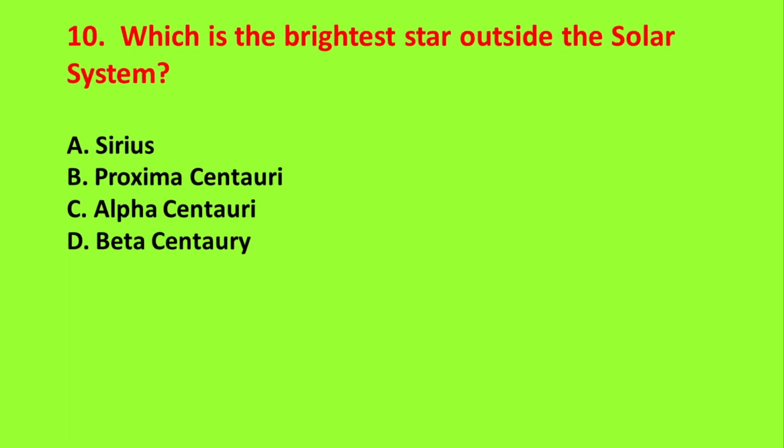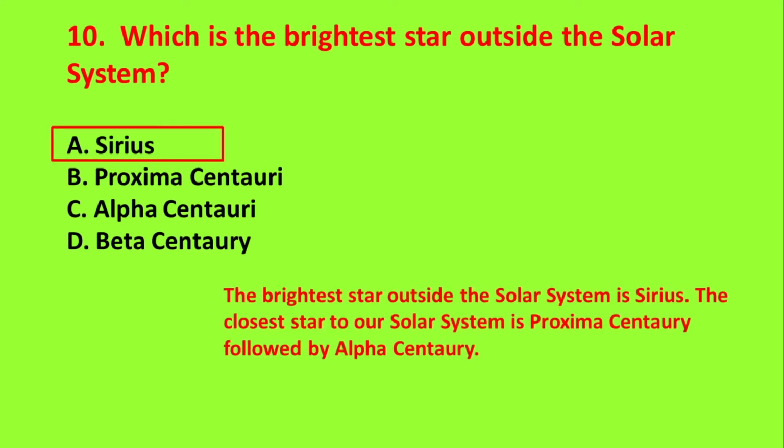Question number 10. Which is the brightest star outside the solar system? A. Sirius, B. Proxima Centauri, C. Alpha Centauri, D. Beta Centauri. The correct option is option A, Sirius. And for your kind information, the brightest star outside the solar system is Sirius. The closest star to our solar system is Proxima Centauri, followed by Alpha Centauri.